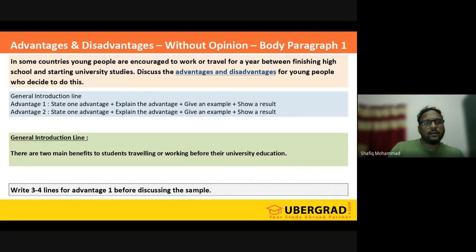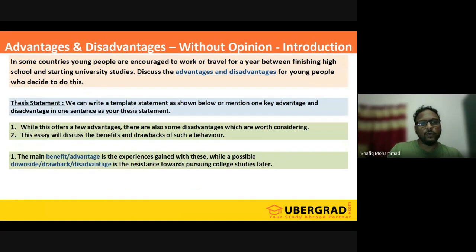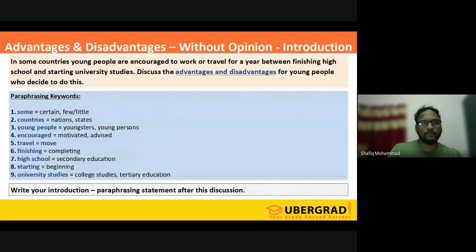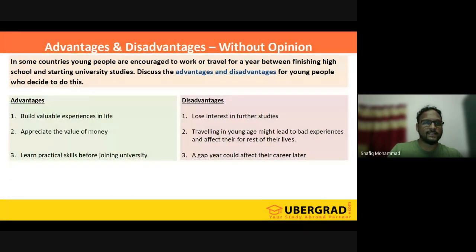So in body paragraph one, you'll write advantages. But before we go to advantages and disadvantages, I want everyone to write an introduction paragraph for this question. You have exactly 5 minutes, and you can type that in our chat box. Let's see how you would give your introduction. Start, guys.